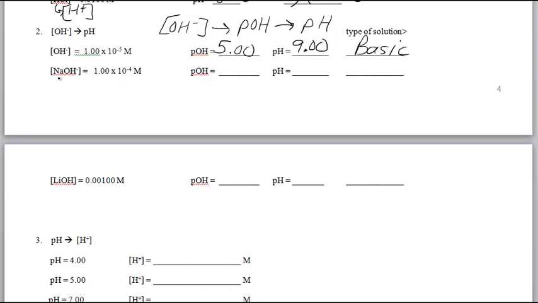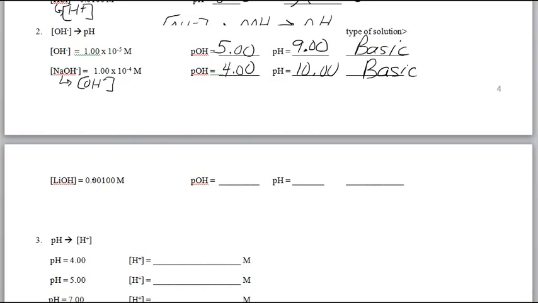Okay, sodium hydroxide. This just means I have my hydroxide. Look at, again, we're being nice, so this means it has a pOH of 4. If I have a pOH of 4, that means my pH is 10. Again, this is a basic solution.